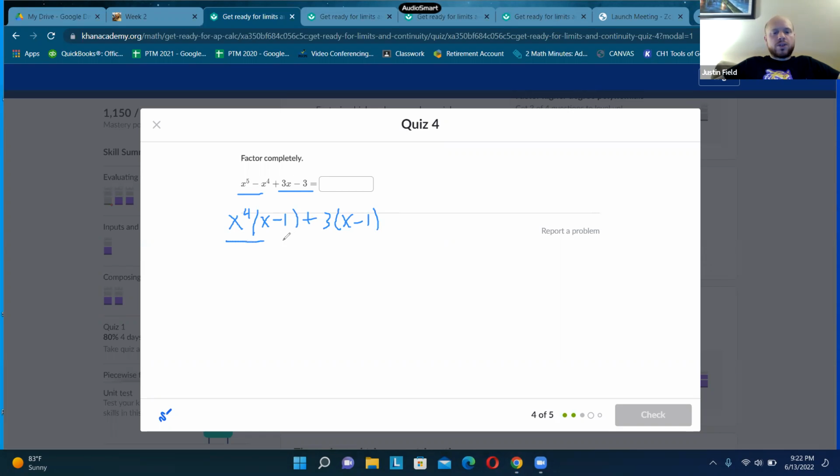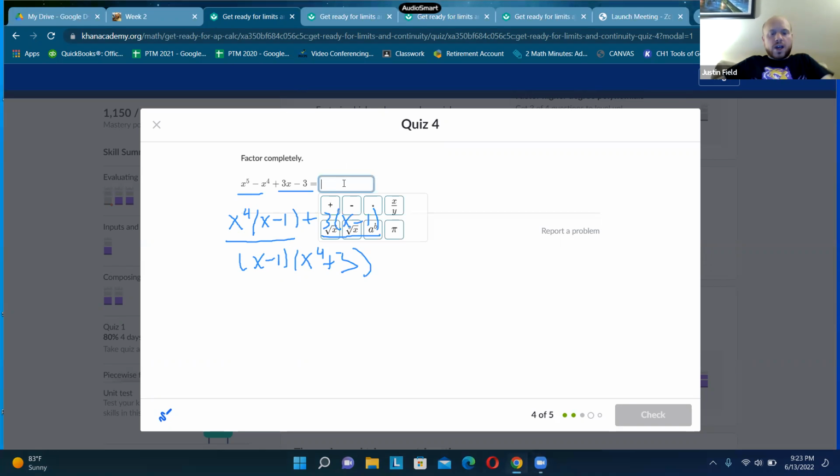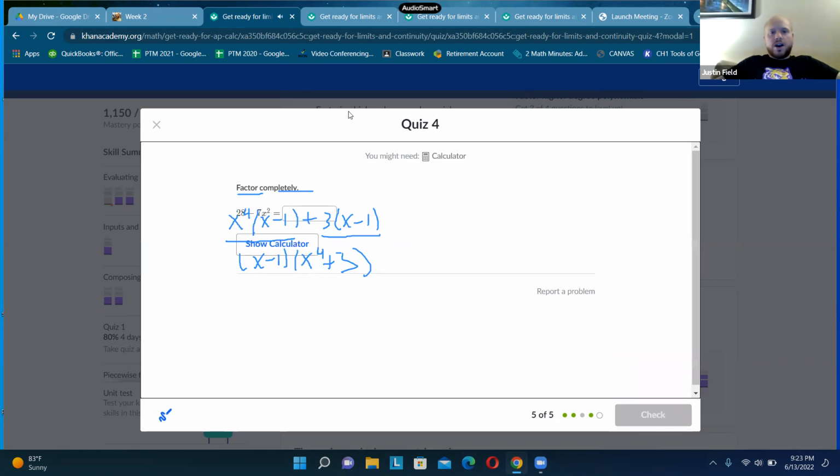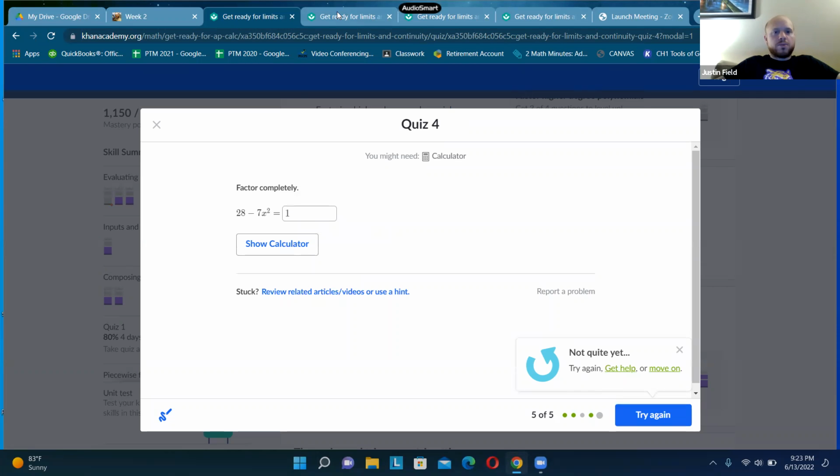And now we see both terms have the factor x minus 1. So we can factor out that GCF. And then what's left is x to the 4th plus 3. Oh my. Okay, so x minus 1, x to the 4th plus 3, close parentheses. All right, having fun on this one. Factor complete, that's difference of squares. You could do it, you don't need my help.